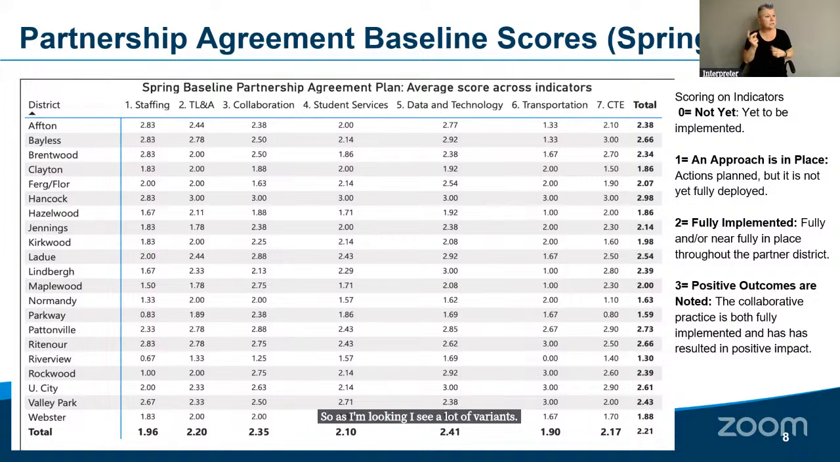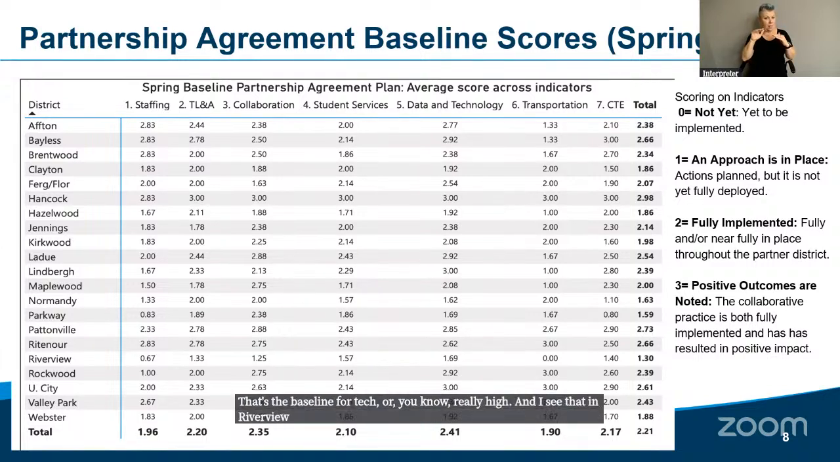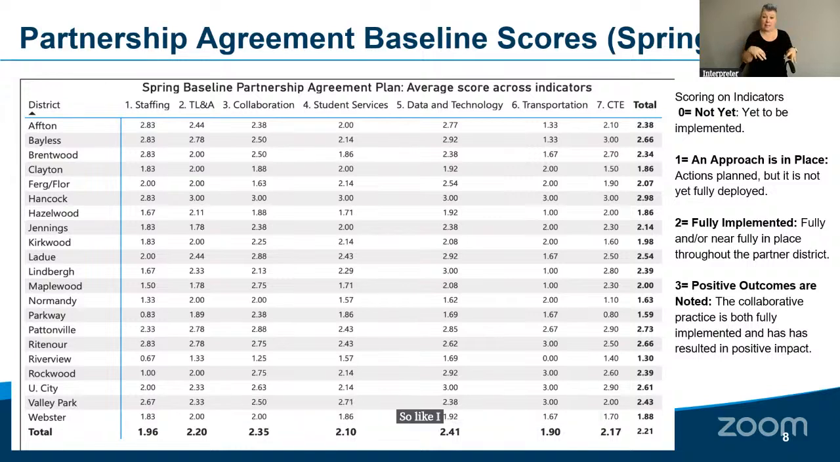So, as I'm looking, I see a lot of variance. I see that the baseline scores in Hancock are really high, and I see that in Riverview, I think that's the lowest number. And so what kinds of responses? So I can explain where some of this variance comes from.